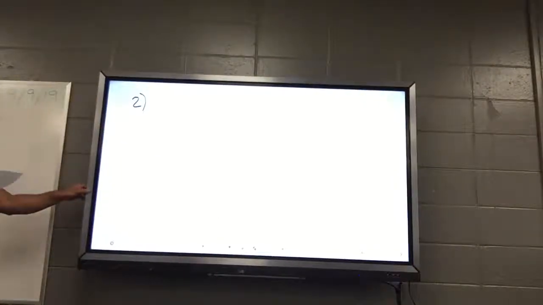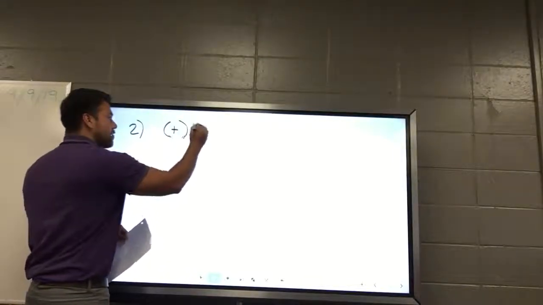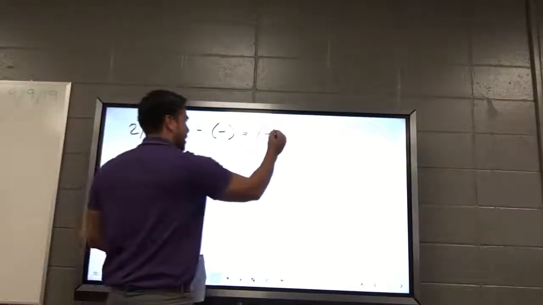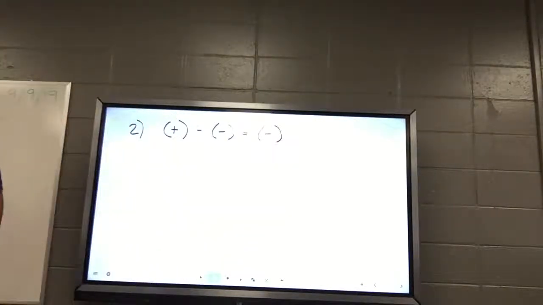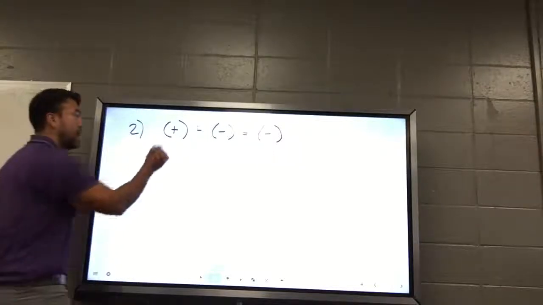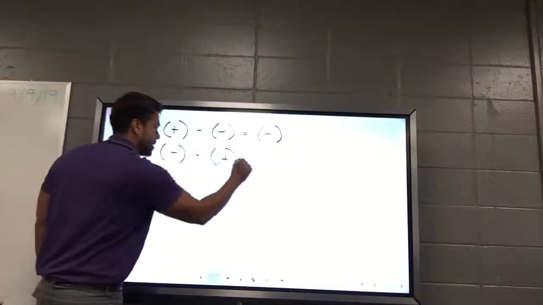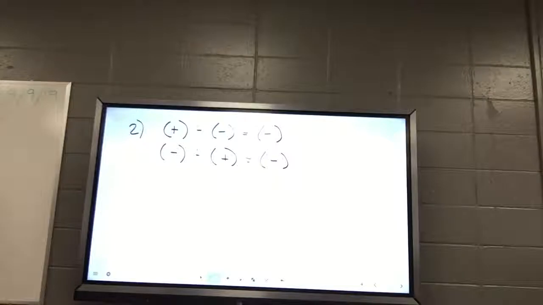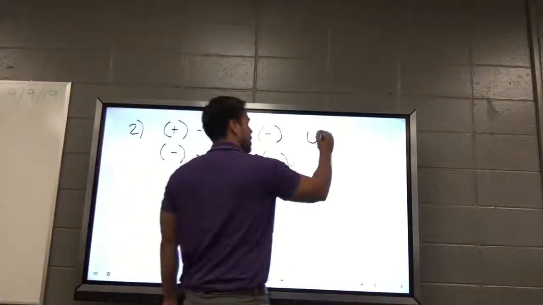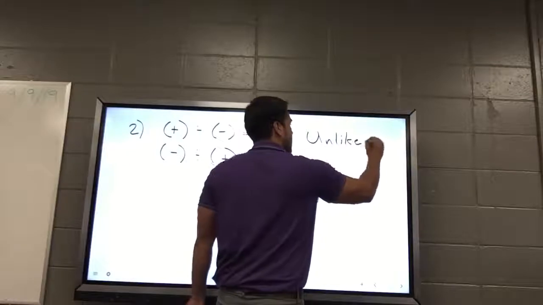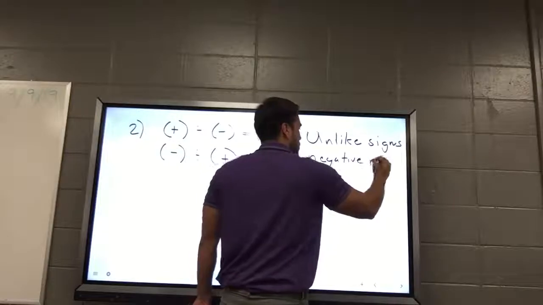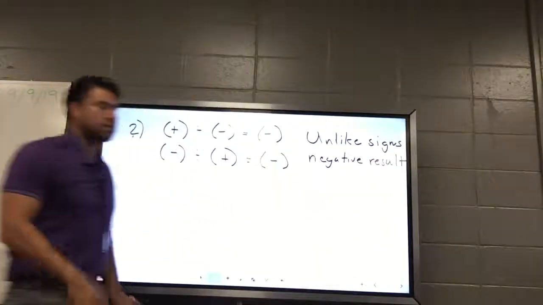Okay, so that's the first rule. The second rule is a positive divided by a negative should get me a negative quotient, negative result. And a negative divided by a positive should get me a negative result. So, unlike signs, negative result.